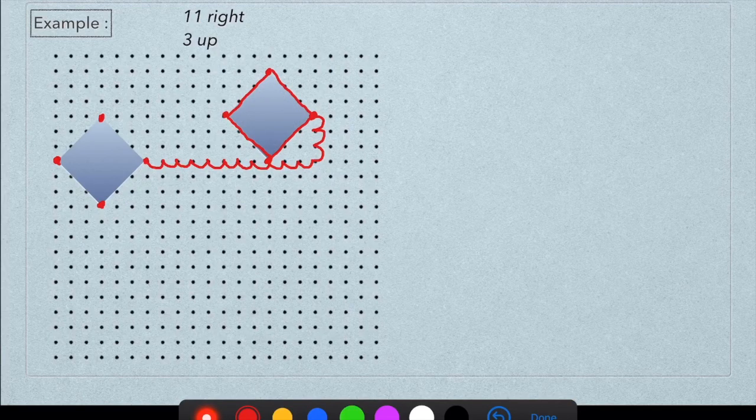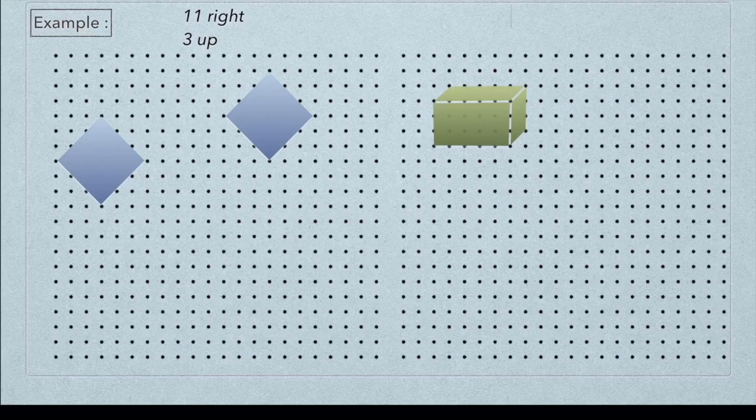Yes, as you could see it. So you will follow the dots on the pegboard as you're given the direction, and everything else is pretty much simple. We have a cuboid here, and I'll ask you to translate it 9 rightwards and 10 downwards. Please take your time and do so.